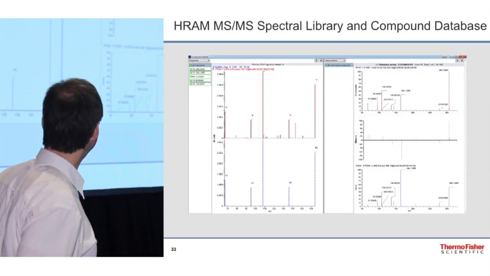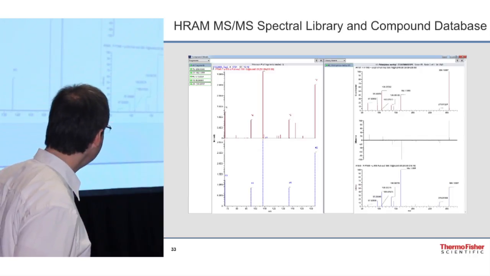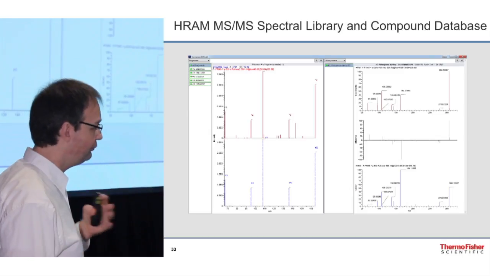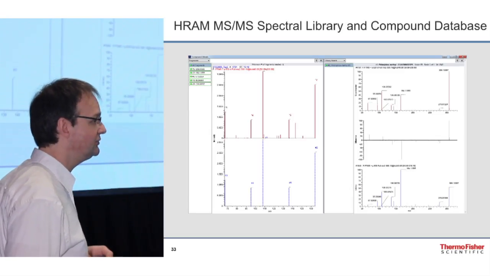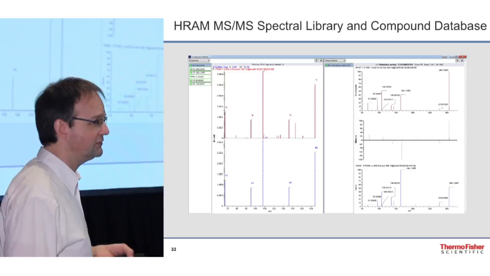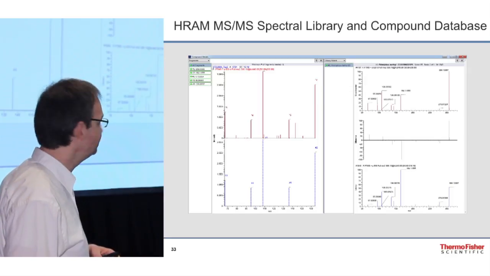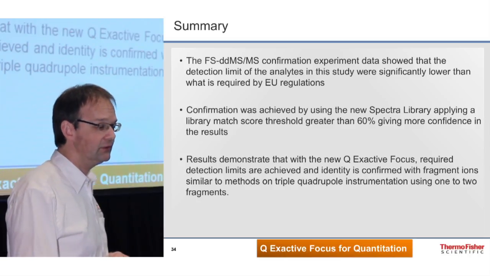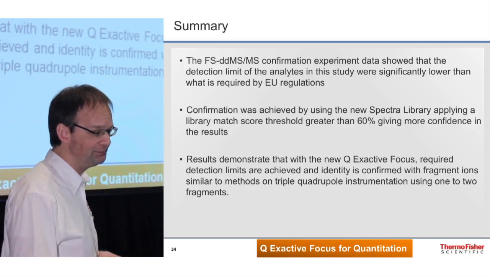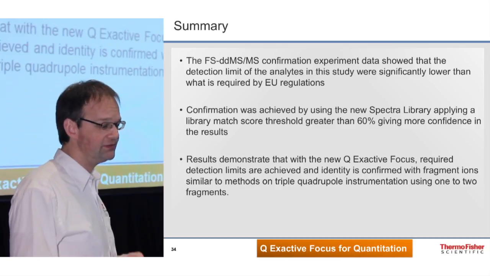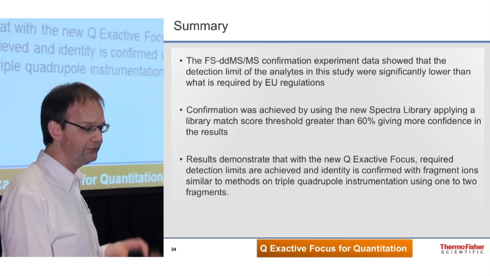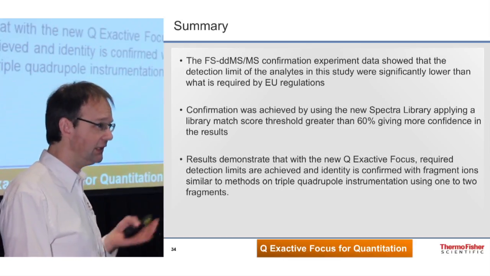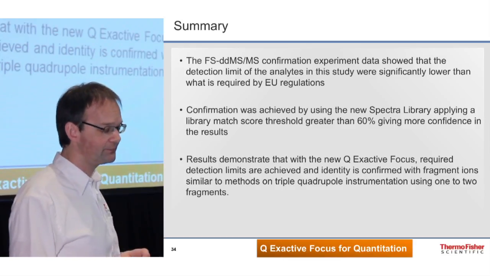Another example for the library screen, that's what it looks like. So you have, with one click, easy access to that if you want, really to prove that the match is what you expect it to be, and that this is not sort of a one-hit wonder on some random spikes. Okay, so with full-scan data-dependent MS2, you can meet all the detection limits of EU regulations. You can confirm very nicely using the new spectral library, and the Q Focus can do all that easily.